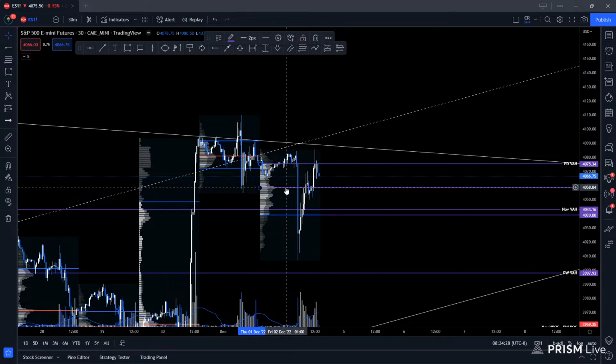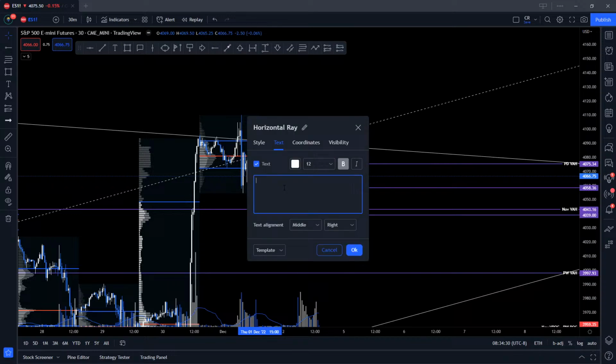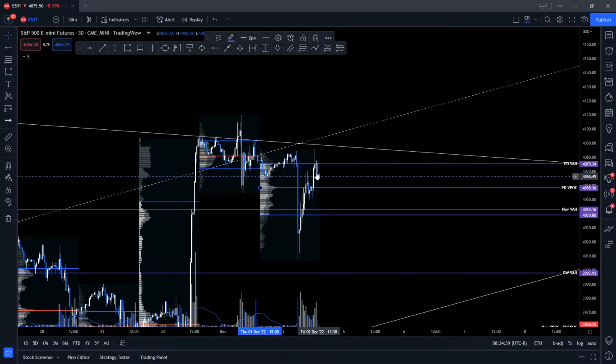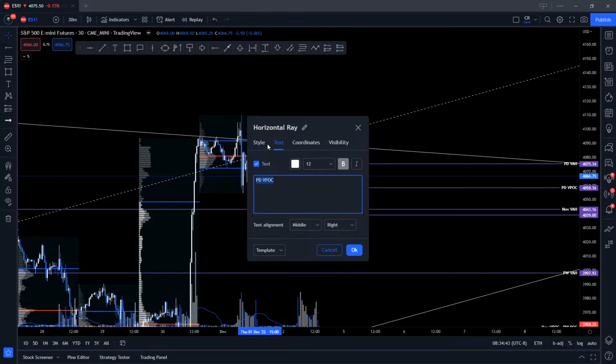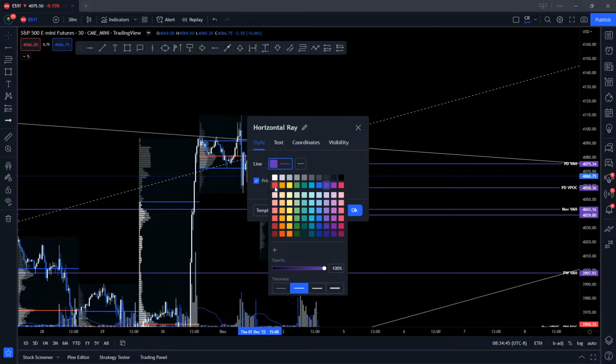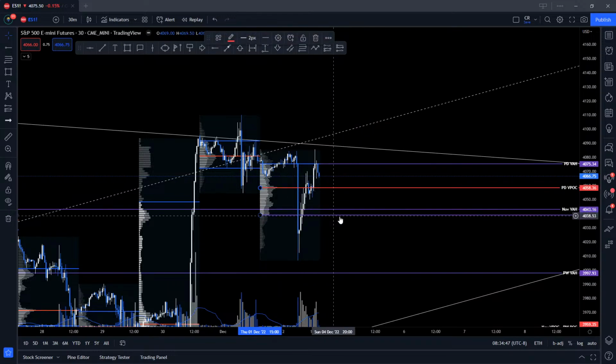And then on the daily, your POC is always going to be a virgin POC because price hasn't had a chance to come down and touch it yet. Hopefully that makes sense. If it doesn't, let me know.